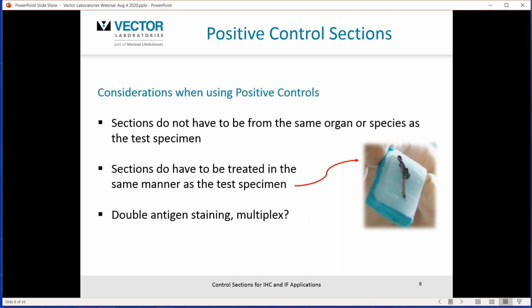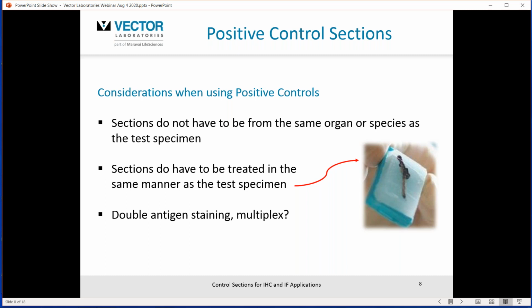If you were going to use a different species as the test specimen, just make sure the primary antibody does recognize the antigen in that alternative species. Now, sections do have to be treated in the same manner as the test specimen. The example I've got here in the image is a nice specimen in a paraffin embedded block. So if your test specimen is, say, formalin fixed paraffin embedded, you'd want to make sure that the positive control material is also formalin fixed and paraffin embedded.